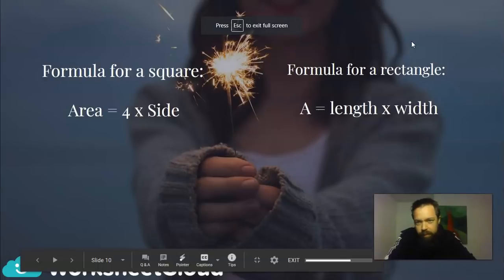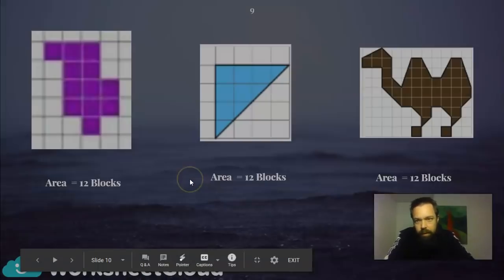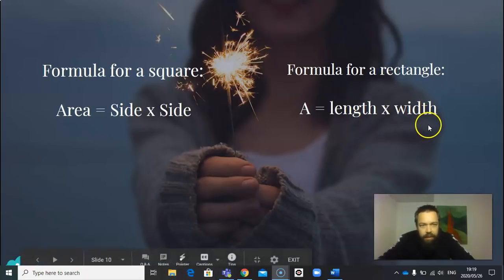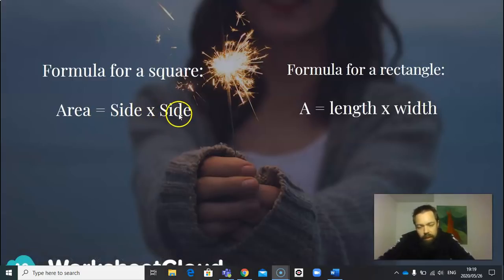Right, so just a reminder quickly of those 2 formulas that we've learned. Here's our formula for a square. The area of a square is equal to side times side. And the formula for a rectangle, the area of a rectangle is equal to length times width. These actually mean the same thing. You're taking this and you're timesing it by this. It's just with a square, both of the this and the this are the same, and with a rectangle, they're different.